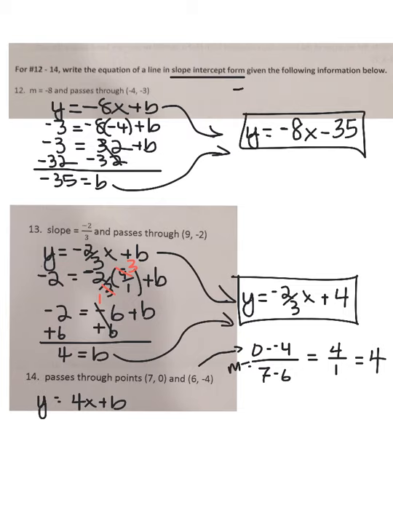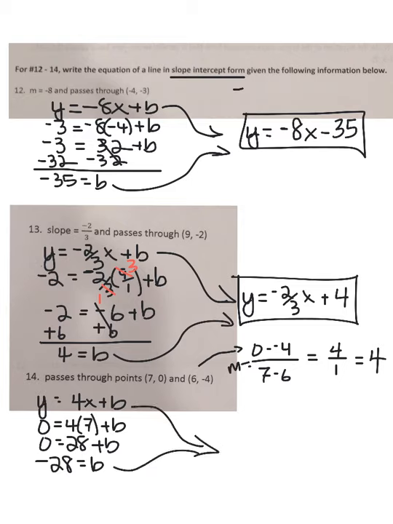They're both correct. So I am going to put in a 0 here, and then I've got 4 times 7 plus b. So that's 28, right? So 0 equals 28 plus b. So if I move that 28 over, that becomes negative, right? So that's my value for b. And that will give me a final answer of y equals 4x minus 28.